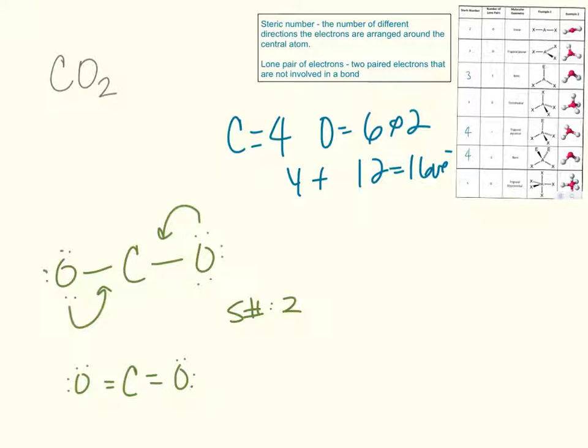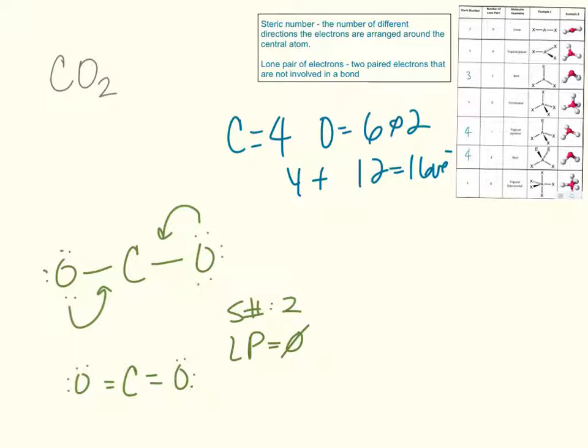And then the second thing we have to check for is the number of lone pairs of electrons. Now, a lone pair of electrons is just 2 paired electrons that are not involved in a bond. And so we're going to look at our central atom only, and this does not have any lone pairs of electrons. Now, this oxygen has 2 lone pairs, but we're only looking at the central atom. So our central atom has no lone pairs.